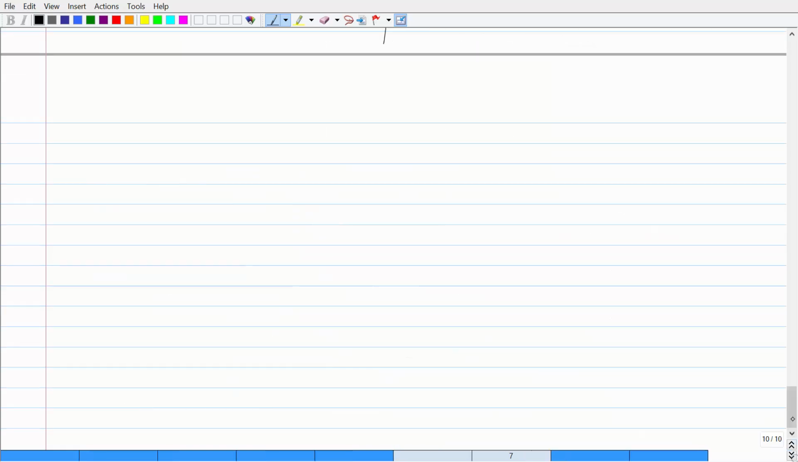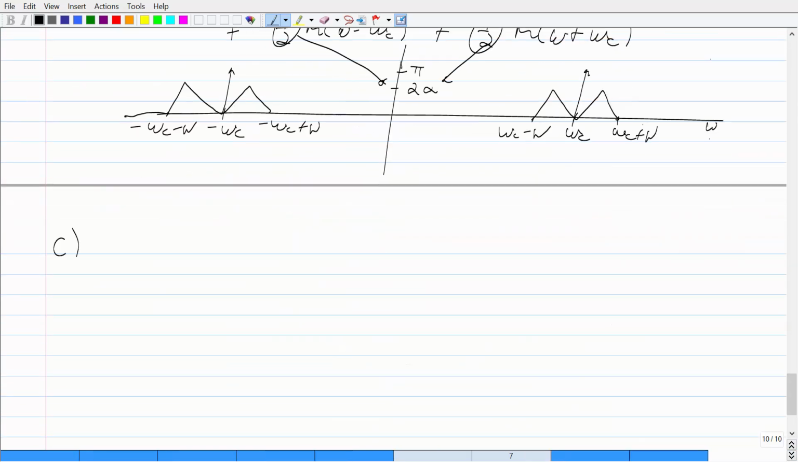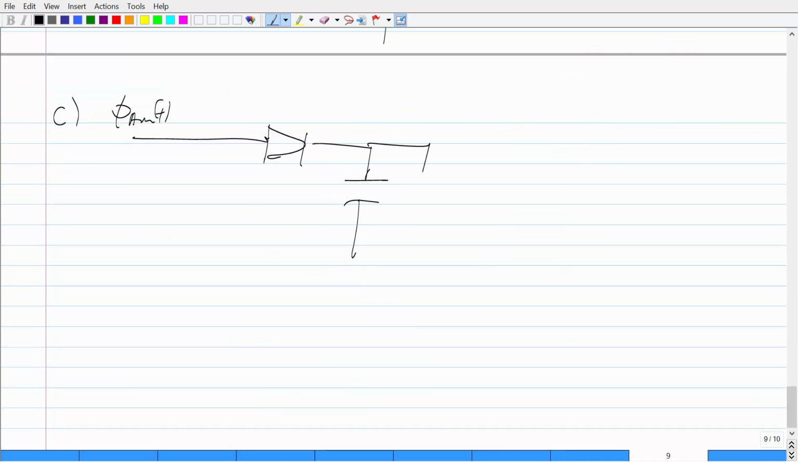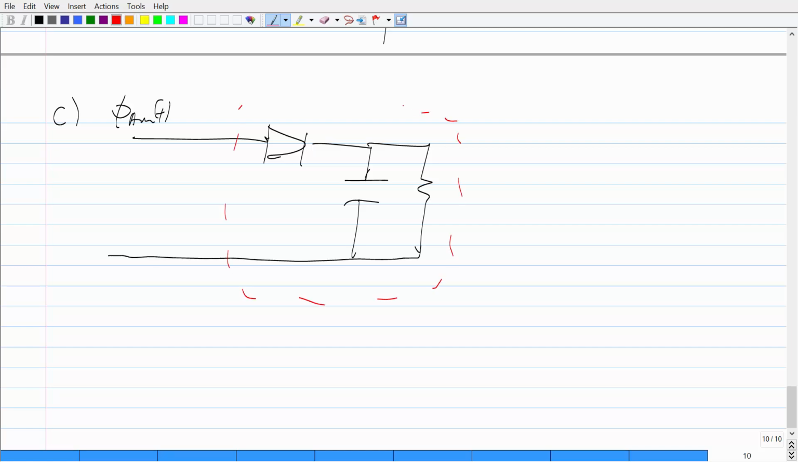The next one is just straight from the notes. If you want to have an envelope detector, you have your amplitude modulated signal coming in, and you have to put it through an envelope detector. So this stage here would be an envelope detector. They're asking you to design a non-coherent demodulator. Then you put it through a low-pass filter, and then you put it through a DC block.